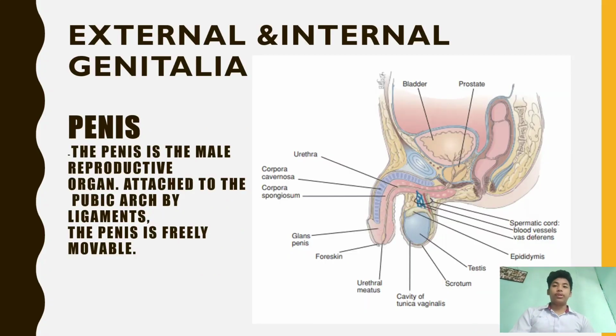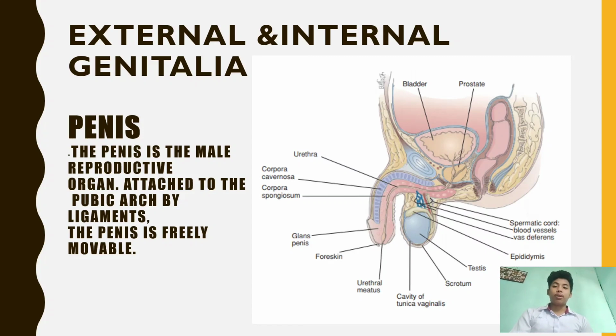So first, let us go deeper with the external and the internal genitalia. First is the external genitalia. The external genitalia consists of the penis and the scrotum. The penis is the male reproductive organ attached to the pubic area by ligaments. The penis is freely movable.